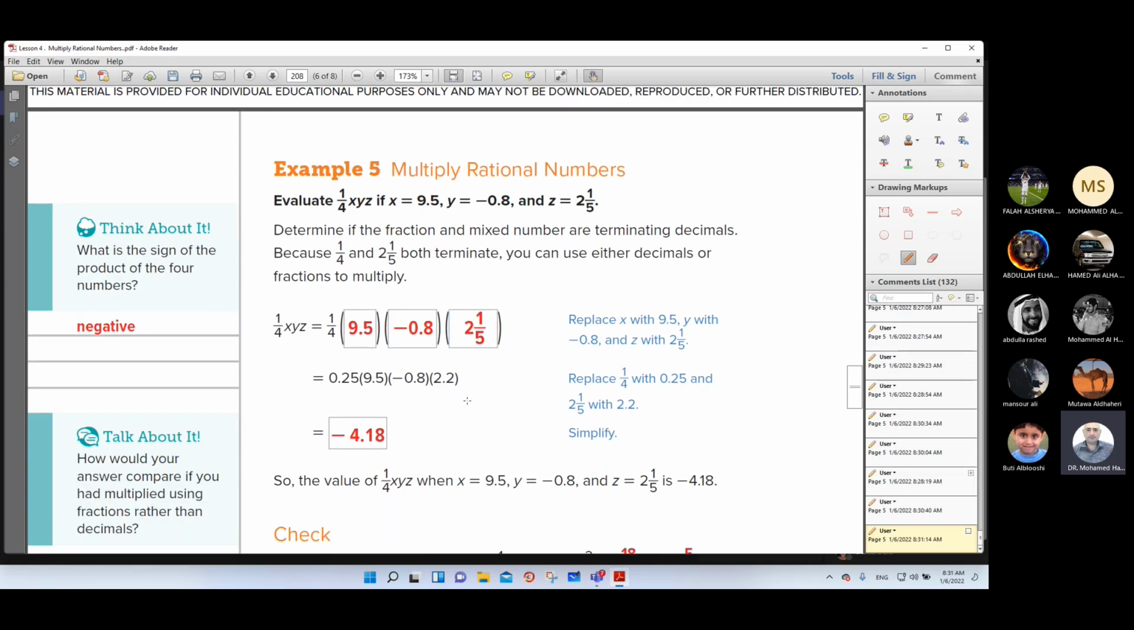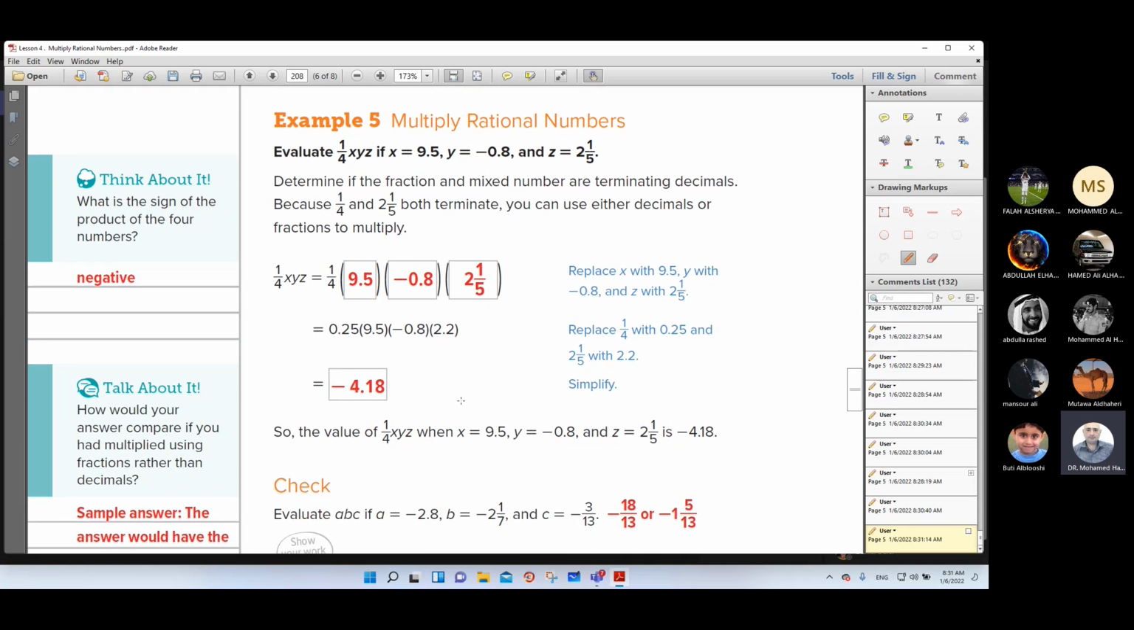Here the same idea. Evaluate 1 over 4 times x times y times z. We have the value of x 9.5, the value of y negative 0.8, and the value of z will be 2 and 1 over 5. So rewrite the same expression, 1 over 4 x, y, z, then substitute with the value of x 9.5, then with the value of y negative 0.8, then with the value of z will be 2 and 1 over 5.